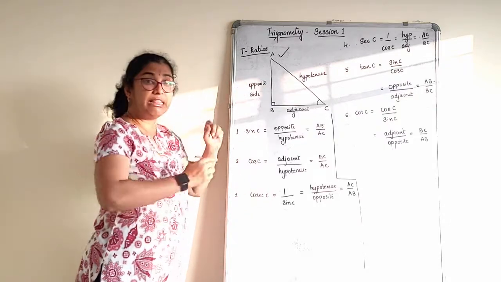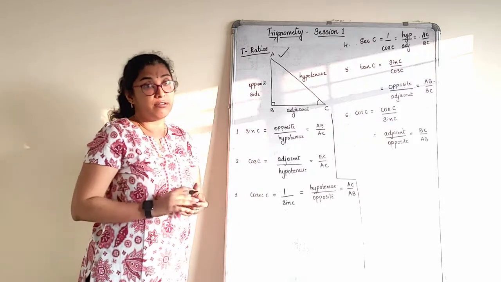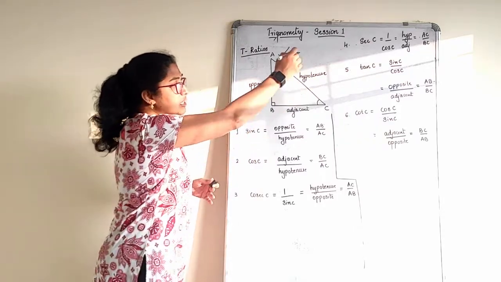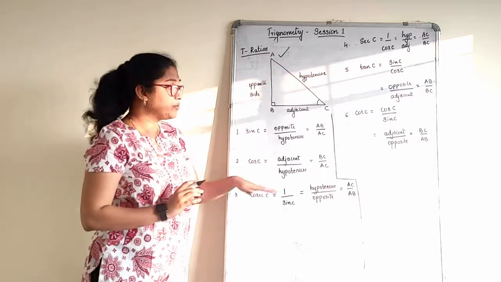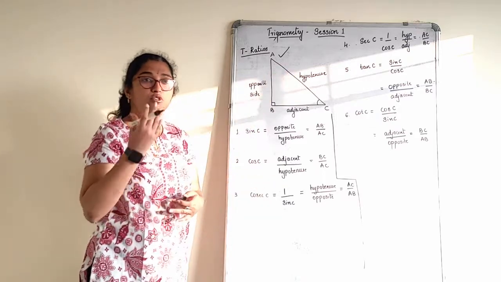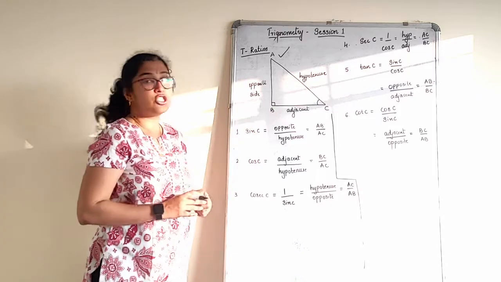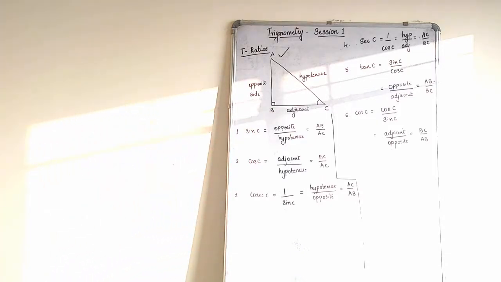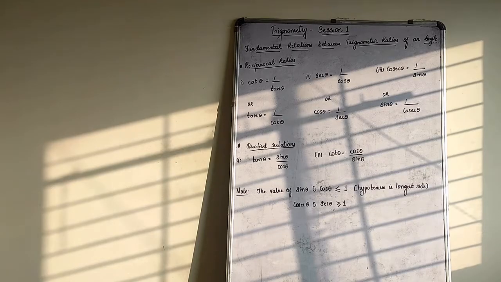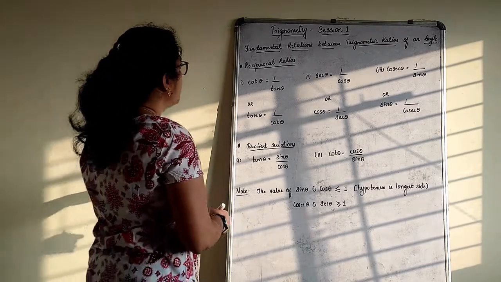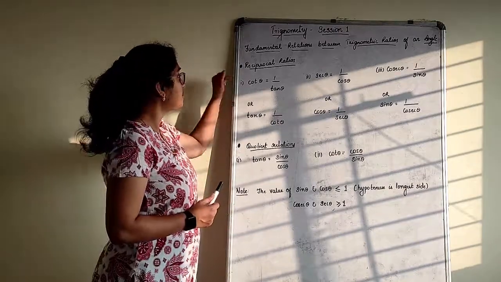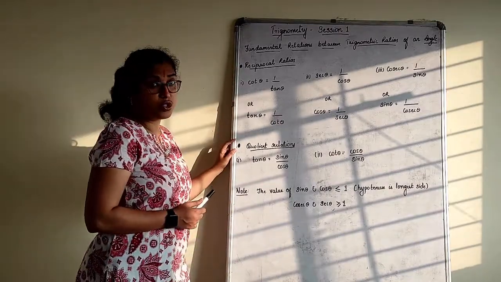down this, and then we write down the reciprocal ratios. I will give you this once again without those opposite, adjacent, everything. So first finish this, we will write a few more terms based on the T ratios. Fundamental relations between trigonometric ratios and angles: reciprocal ratios and quotient relations.